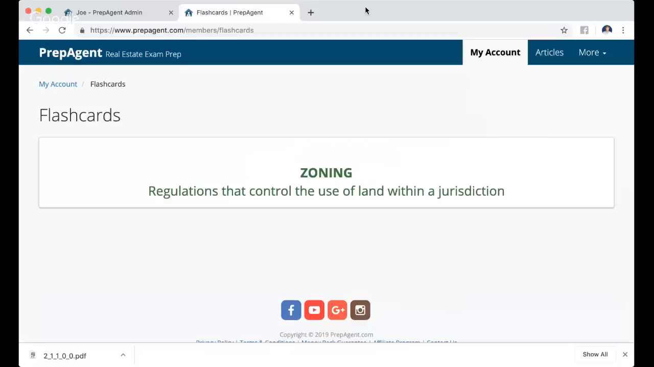So zoning is a police power. Building codes are police powers as well. Police power is one of the 4 government powers. Can you guys name the other 3 government powers? So you have police power, eminent domain, taxation, and escheat.